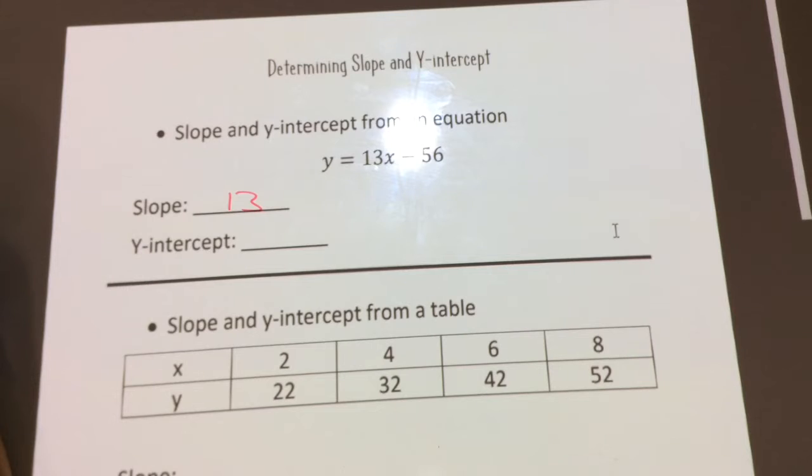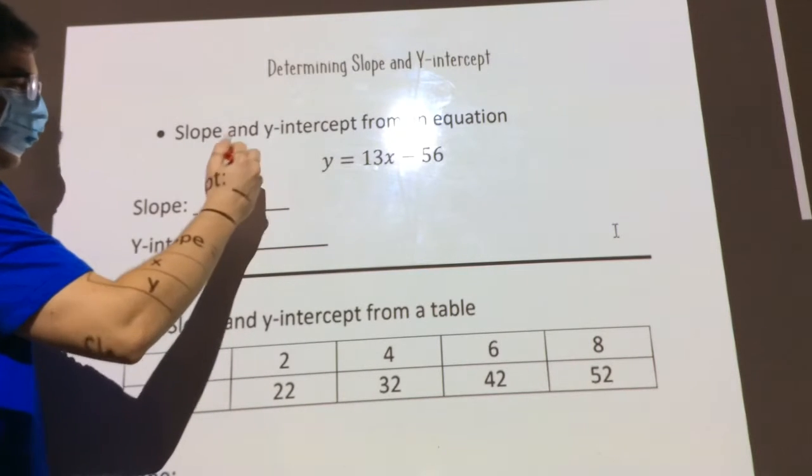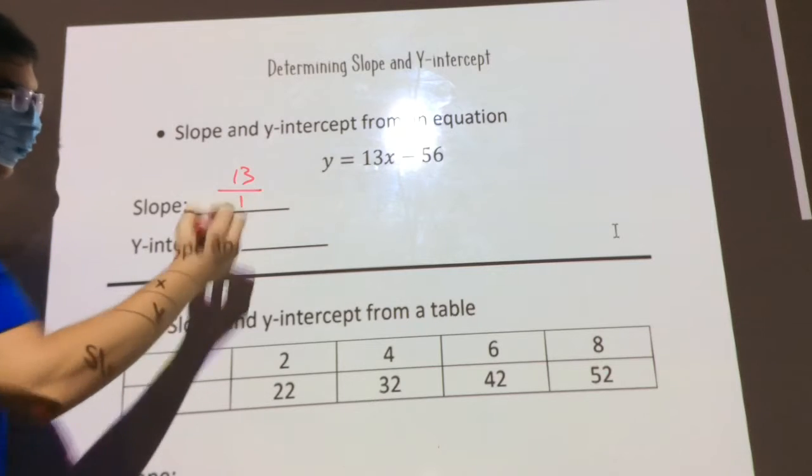10. Not 10. 56. Not 56. X. Not x. I'll show you. The answer would be 13 over 1.